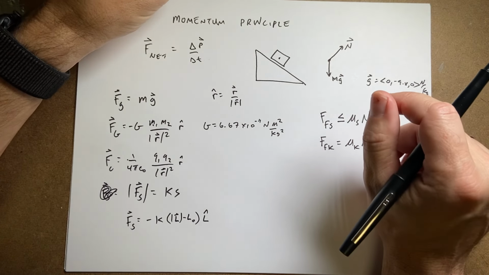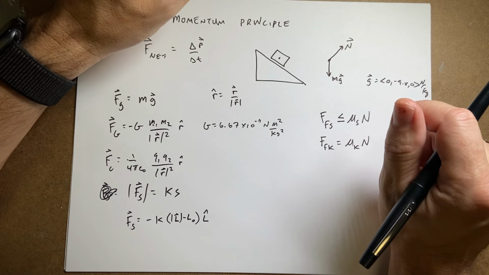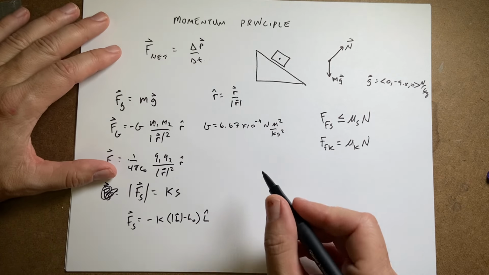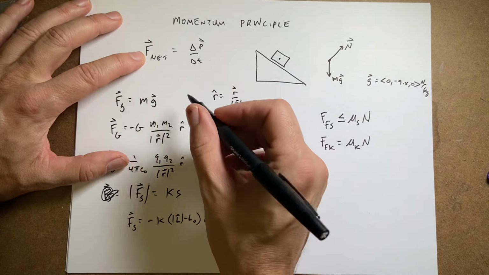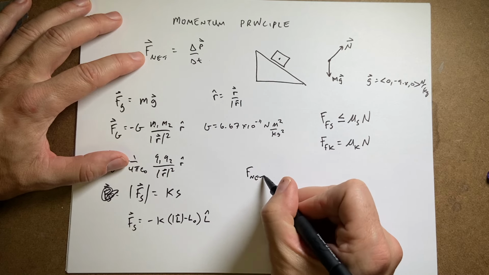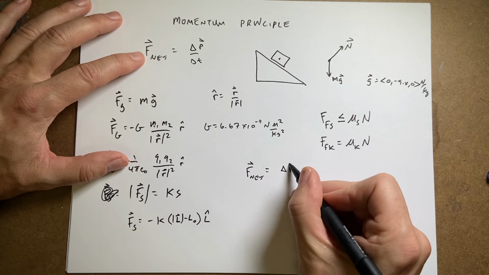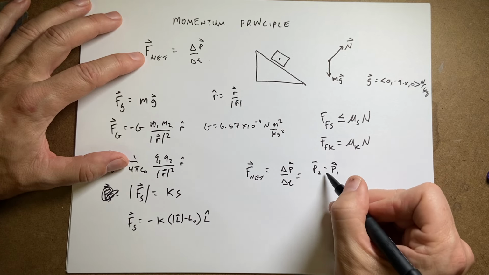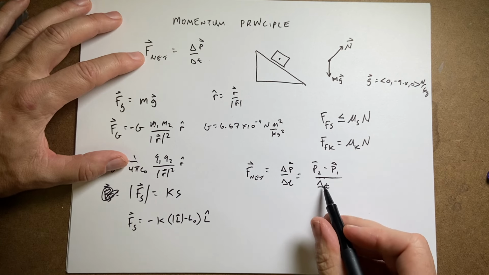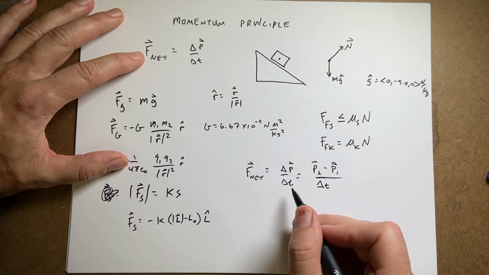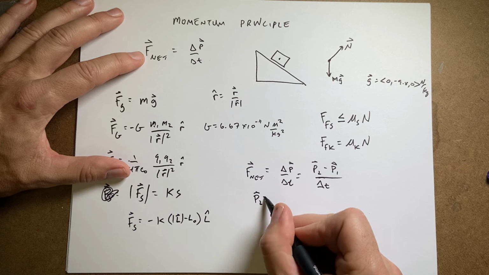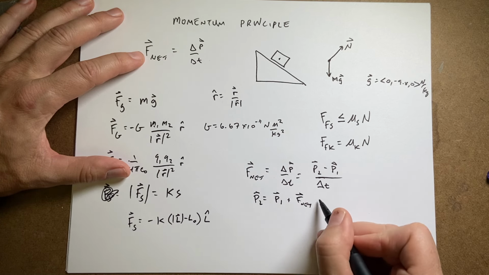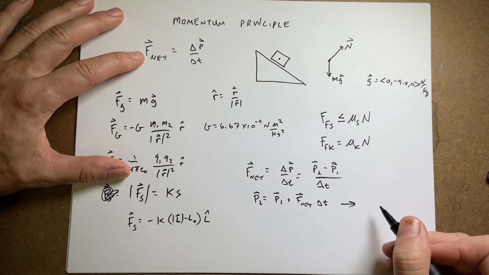I want to talk about some fun stuff. Let's talk about the momentum update principle, because this is really important. If I have this as my momentum principle, I can write that as F net is delta P over delta T equals P2 minus P1 over delta T. Now if I multiply both sides by delta T and add P1, I get P2 equals P1 plus F net delta T. This is the momentum update formula.